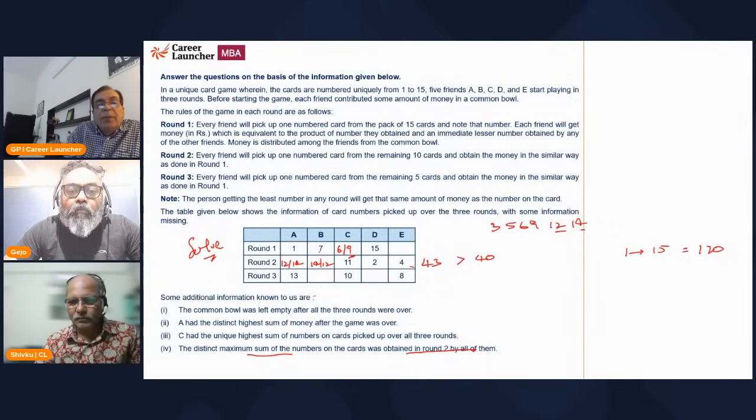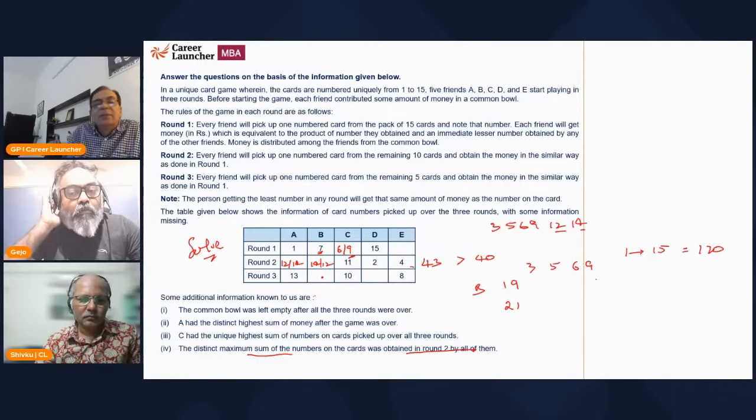If you look at this, B is already 7. B is either between these two: 7 plus 14 is 21 and 7 plus 12 is 19. Now the only possibilities out here are going to be 3, 5, 6, 9.